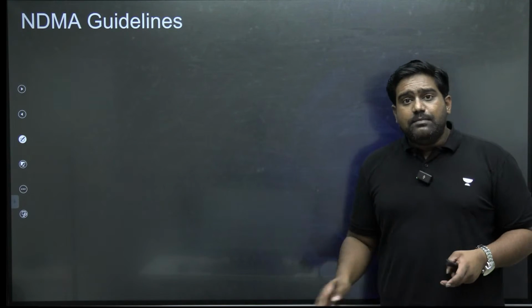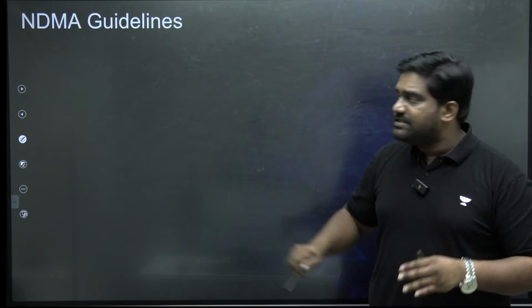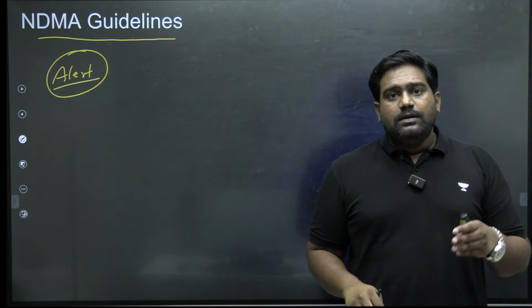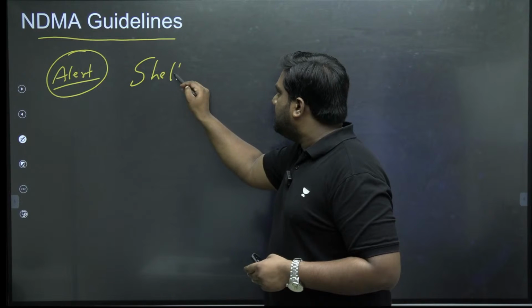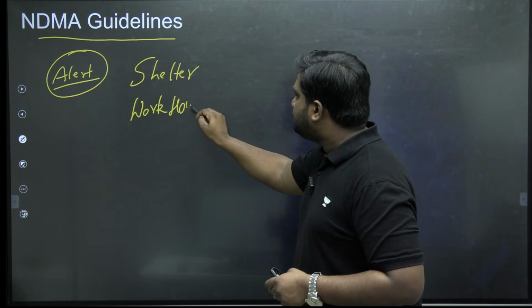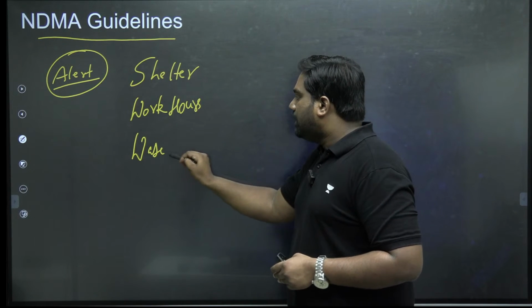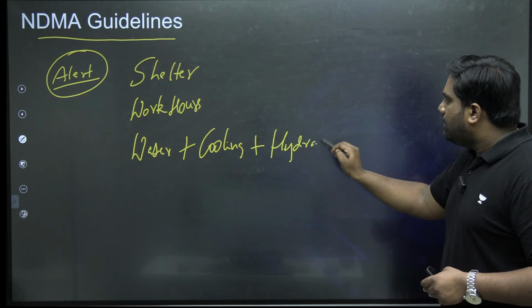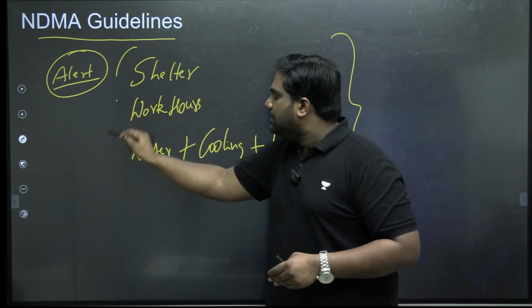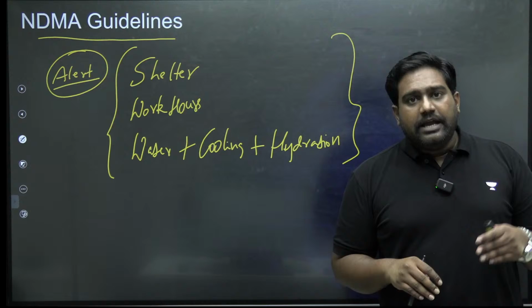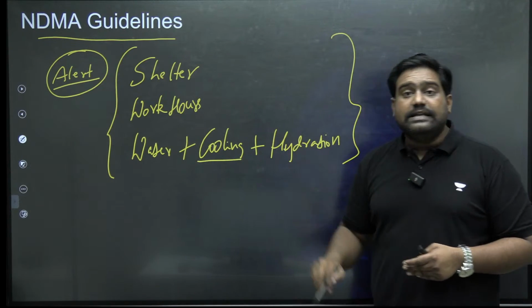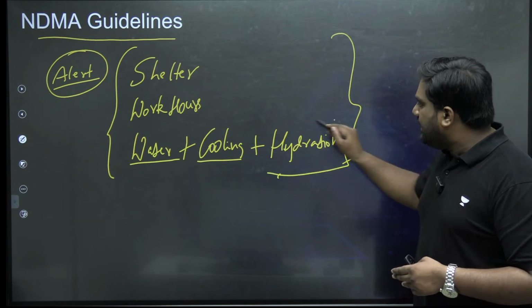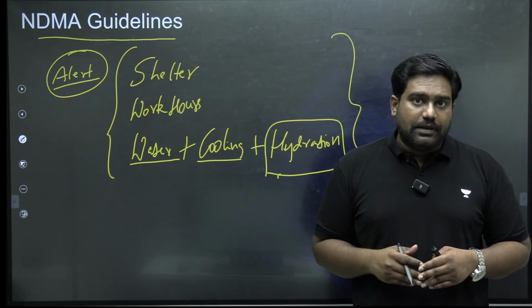Is that clear? So NDMA has very strict guidelines in this regard. Once a heat wave alert is issued by IMD, once the early warning is issued, a lot of measures have to be taken up, right? Ensuring that adequate shelter facilities are created, ensuring work hours are staggered, ensuring that water, cooling solutions and hydration solutions are provided in public spaces, in workplaces, etc. All these are mandatory guidelines through NDMA. Ensuring that at strategic locations, water facilities, cooling facilities and other facilities are provided, right? Ensuring that electrolytes, oral rehydration salts are made accessible.